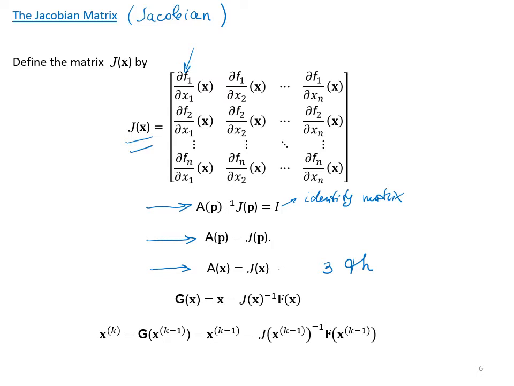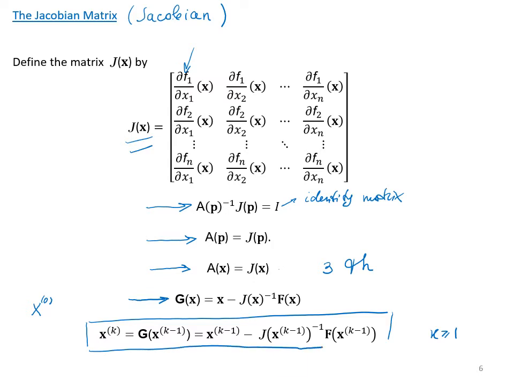Then function g is a vector-valued function which is defined as follows. And in this case, the functional iteration procedure involves selecting x0 as our initial approximation and generating, for k greater than or equal to 1, this recursive formula for the method. This method is called Newton's method for nonlinear systems.